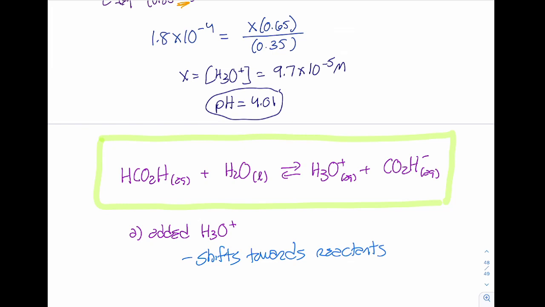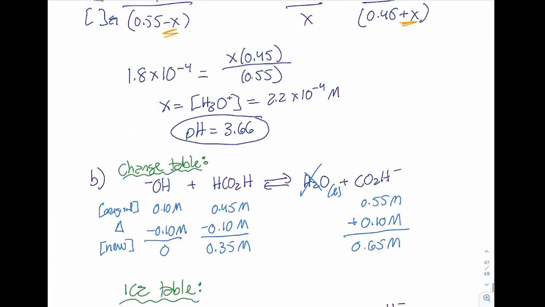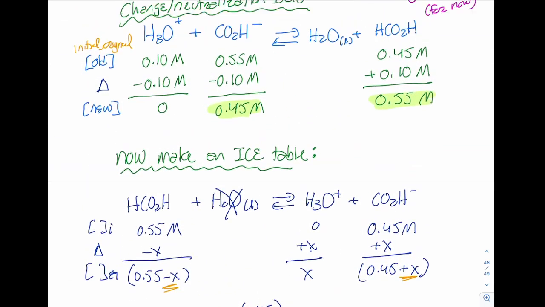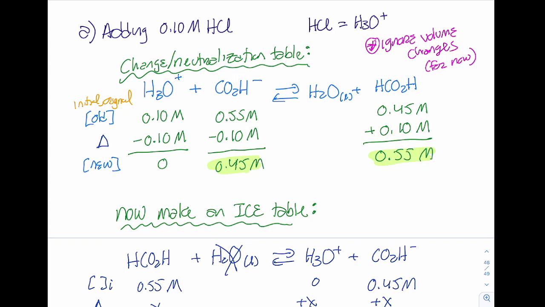So if I look at my concentrations of this number and this number, when I add that acid to it, because it's shifting towards reactants, I'm going to expect this to be smaller than before the shift, because it's shifting away from it. And I'm going to expect this to be bigger because I'm shifting towards it. And if we go back up to the work that we did, I'm looking at part A here.